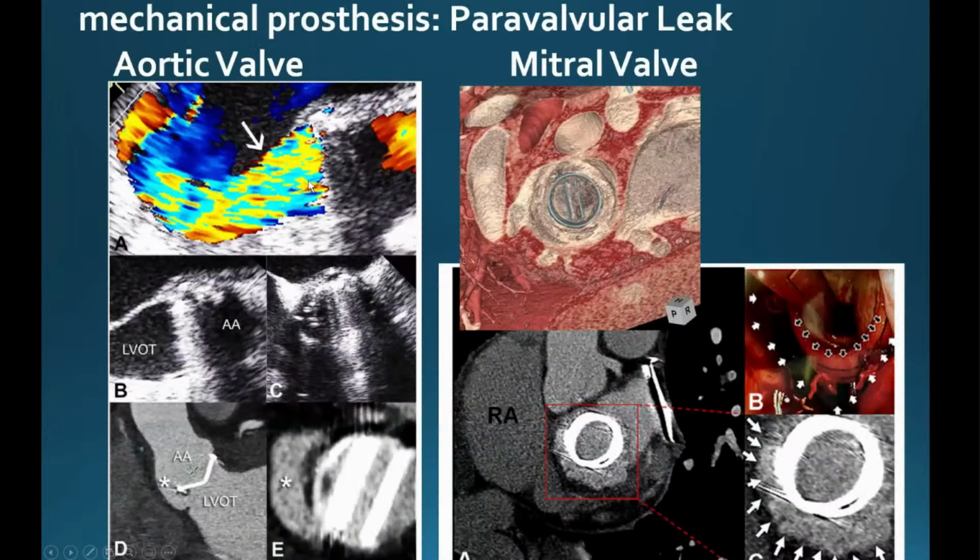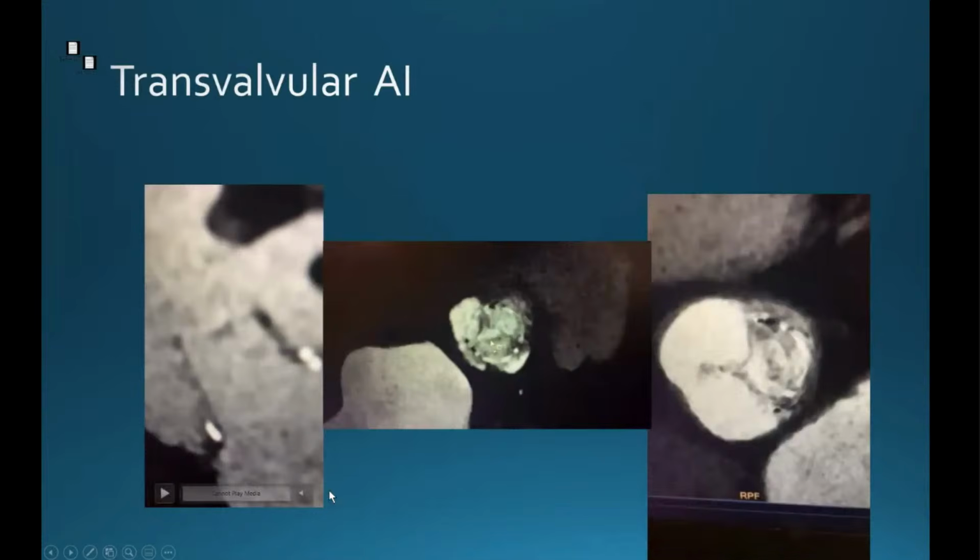So this is just some dramatic cases of patients with severe dehiscence and paravalvular leak, in an aortic position, and this is a mitral position. The most common type of transvalvular AI will be degenerative changes of a bioprosthetic valve, with calcium and tear causing a flail leaflet and transvalvular eccentric AI.